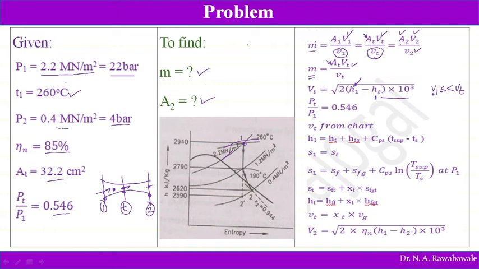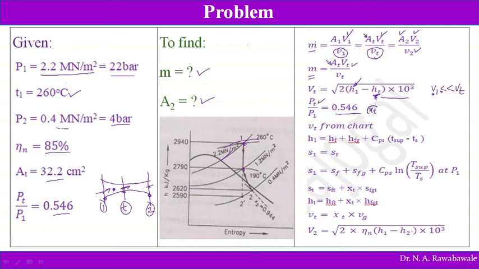To find enthalpy at throat: here steam is expanded from a pressure of 22 bar to a final pressure of 4 bar. In between, a throat comes here. To find the enthalpy at throat, we must know the quality of steam as well as the pressure of steam at throat. Then only is it possible to find enthalpy at throat. To find pressure at throat, Pt divided by P1 is equal to 0.54. By this correlation, we can find the pressure at throat, and once we know it, we can find the dryness fraction of steam at throat.